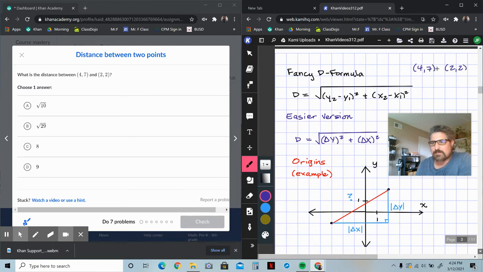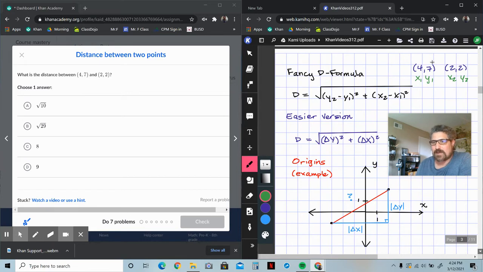You can think of this, if it makes you happy, as the first point and the second point. So you can think of this as x1 and y1. You think of this as x2 and y2. And you can plug it into this formula. You can do that. What I tend to do is this.